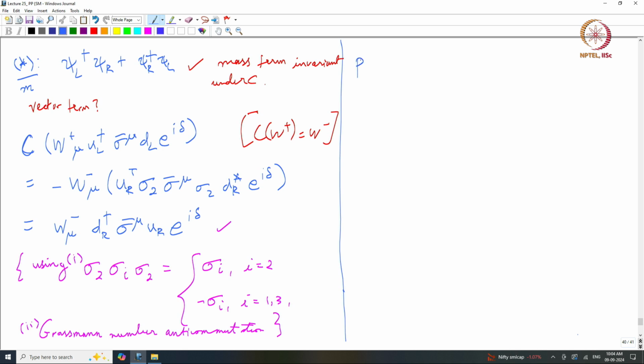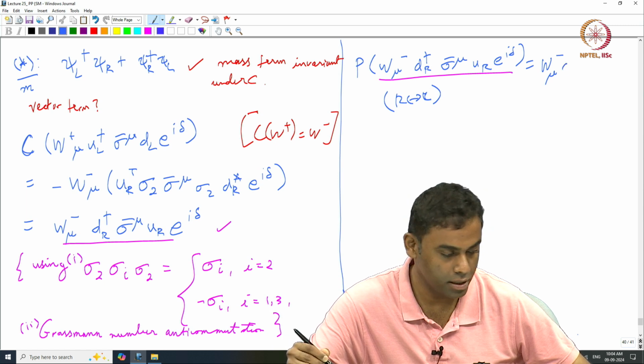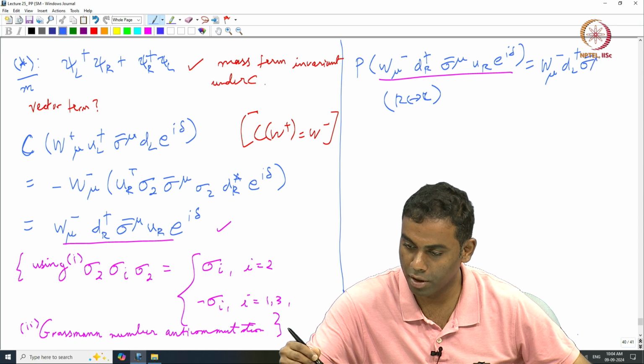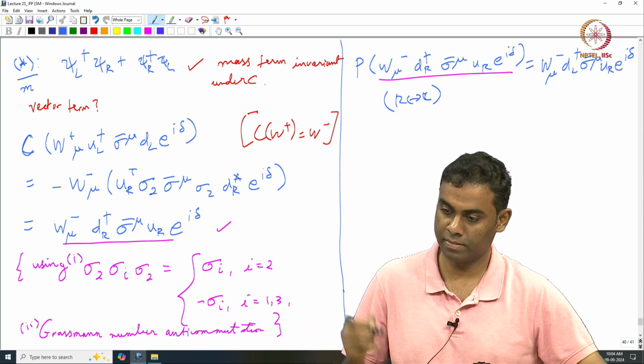Okay, so I take the W minus dr dagger sigma bar mu ur e power I delta. Okay, that is literally this. Okay, so I am going to underline this for you. So this is literally this. What should happen now? How does the transformation go? W minus goes along for a ride. Now under parity I just flip the right and the left, correct? Agreed? So I have d L dagger sigma bar mu ur e power I delta. Okay.